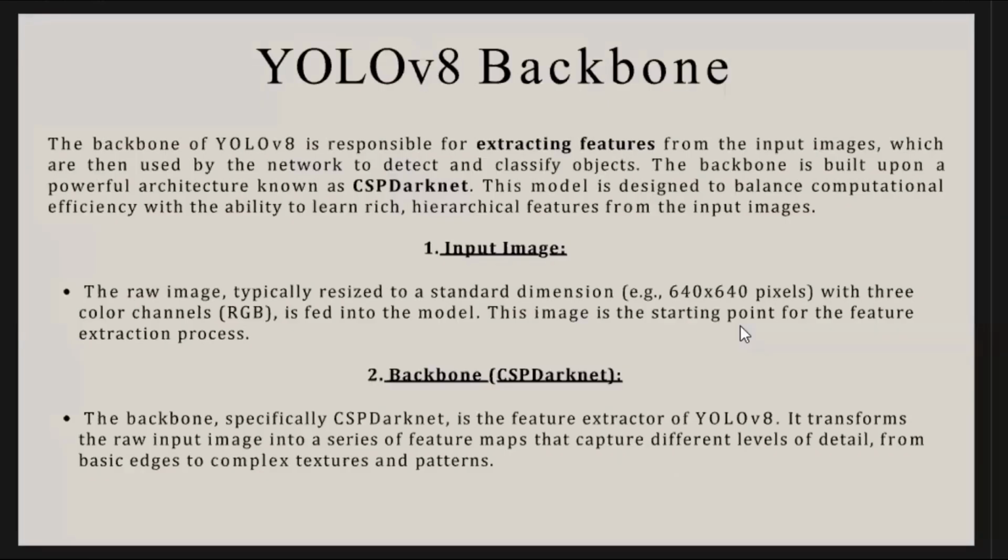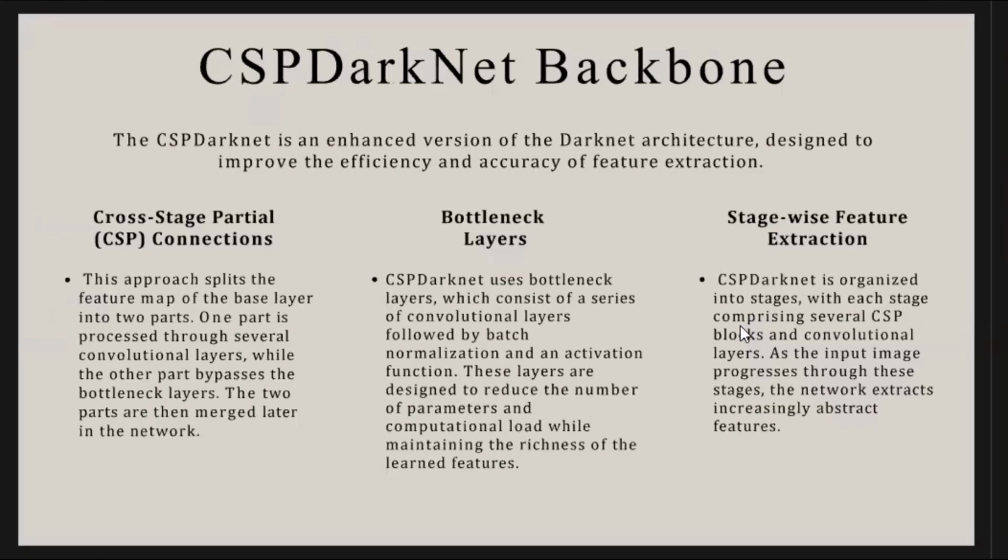The first layer is the input image layer where the images go as input. The second layer is the backbone, which extracts various features. The backbone which YOLO uses is the CSP Darknet backbone. It has cross-stage partial connections. This approach splits the feature map of the base layer into two parts. One part is passed through several CNN or convolutional layers, and the second part bypasses the bottleneck layers. The difference in these layers is that the batch normalization function and the activation function of these layers are different. So the features generated are different, which helps the model to be robust.